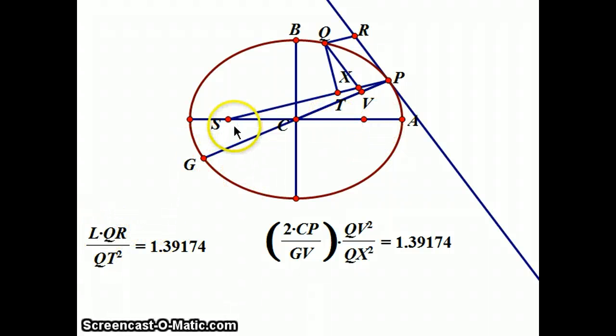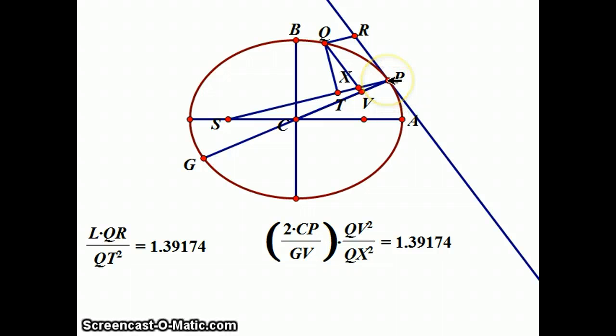ellipse. It's the distance from S. If you make a perpendicular line from S up to the ellipse, it's called the latus rectum. L times QR over QT squared, in this case, equals 1.39, and that it always equals 2CP times GV, over GV times QV squared over QX squared.